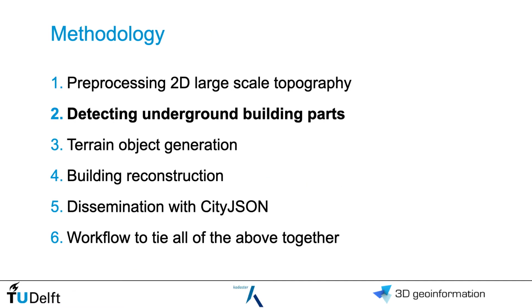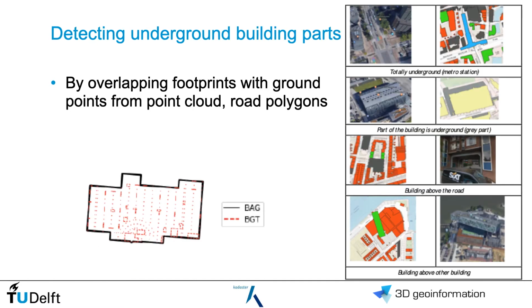Next, we detect underground building parts. Now, since our elevation data only covers the above ground objects, we choose to remove the underground parts from buildings. And this is done by overlapping the building footprints with the ground points from the point cloud and then subtracting those areas.